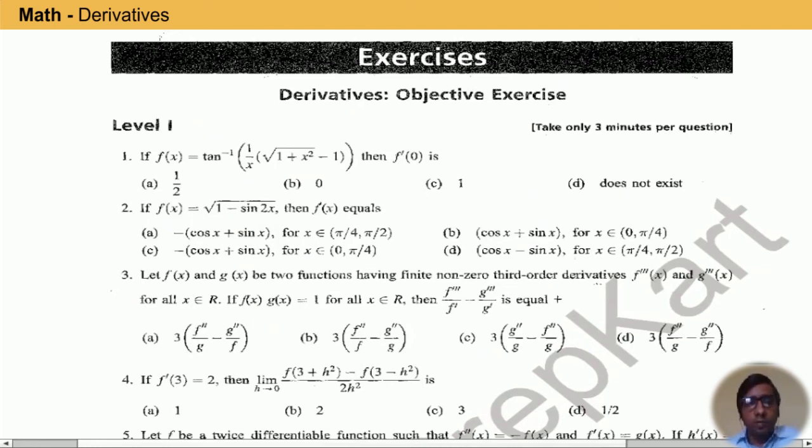Okay, let's move to the next question, second question. If f(x) equal to square root of 1 minus sin 2x, then f dash x equal to. So if suppose we are having a problem like that, how can we do this problem in a quicker time? We all know all the trigonometric identities, trigonometric formulas. So we just need to apply trigonometric identities and formulas here. After simplification, we can find the derivative easily. So let us try to solve this question.